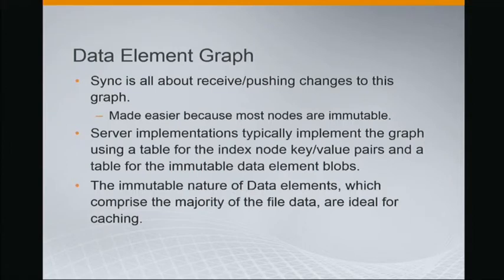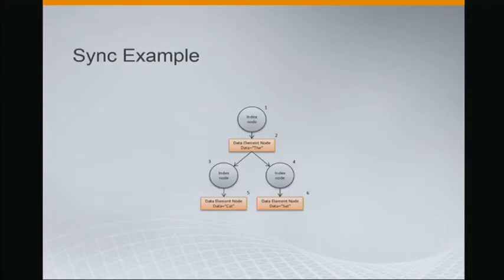Our servers tend to implement that graph as a blob store and a key-value pair store. At the end of the day, the blob store is easy to manage because of the immutable aspect of the blobs, and the key-value pair table tends to be small and, again, easily manageable. So an abstract example here is a graph that has a couple of index nodes pointing at these data element nodes, the data element nodes being the immutable data. This is not our schema, but it illustrates the point.